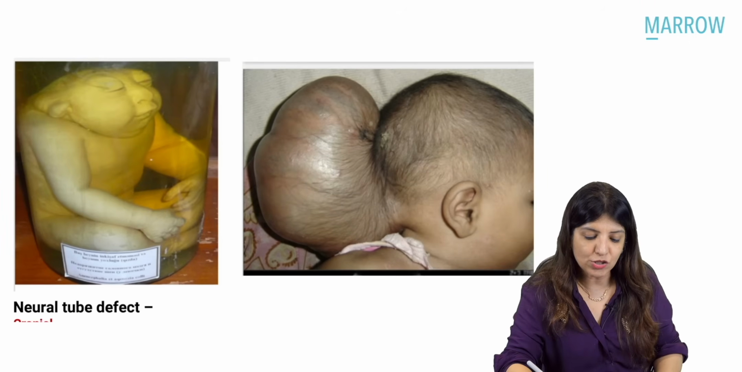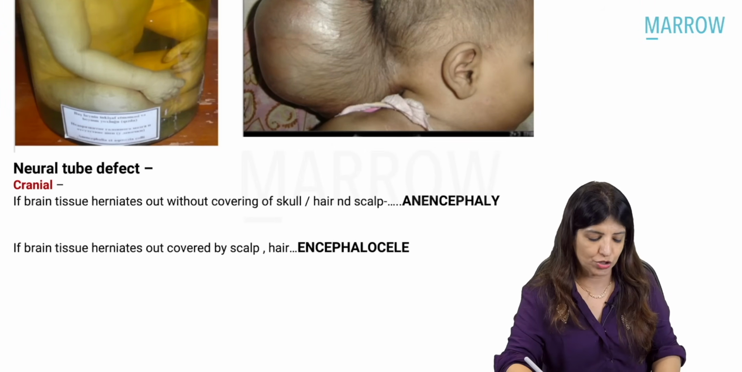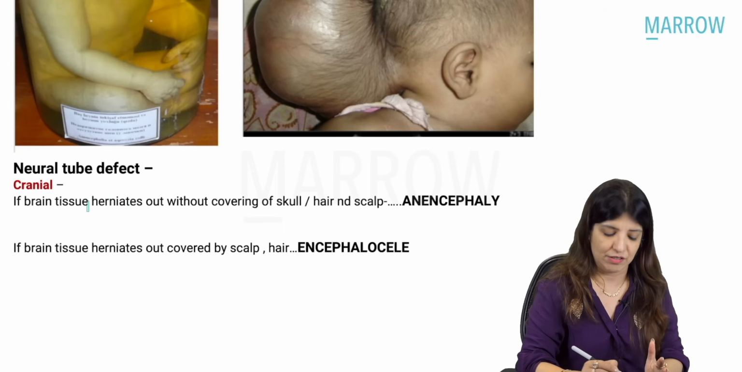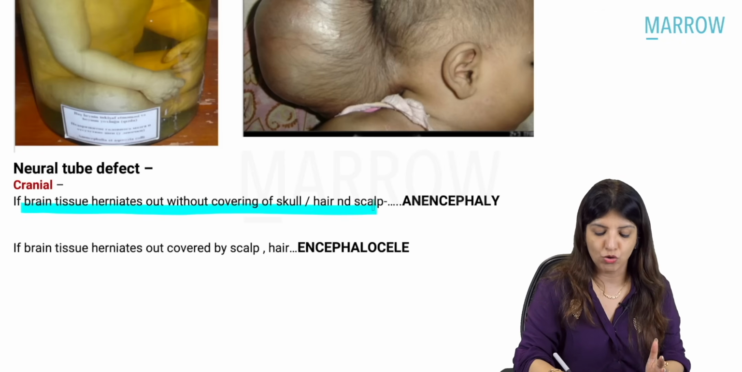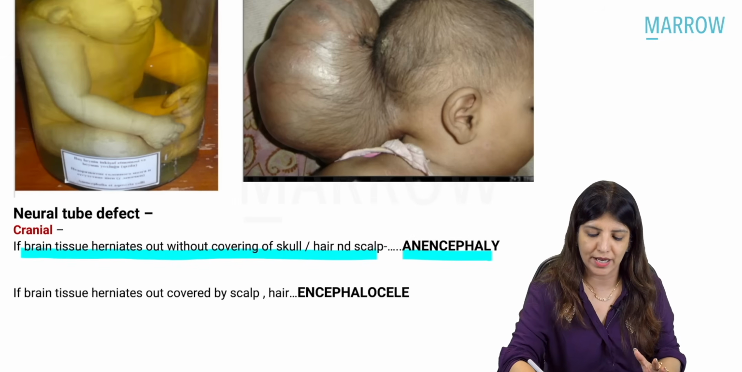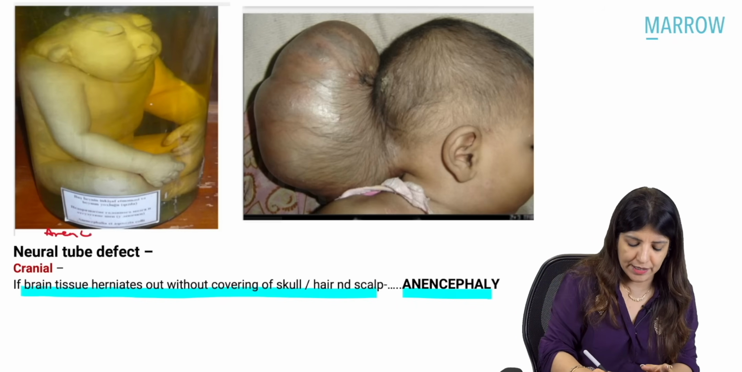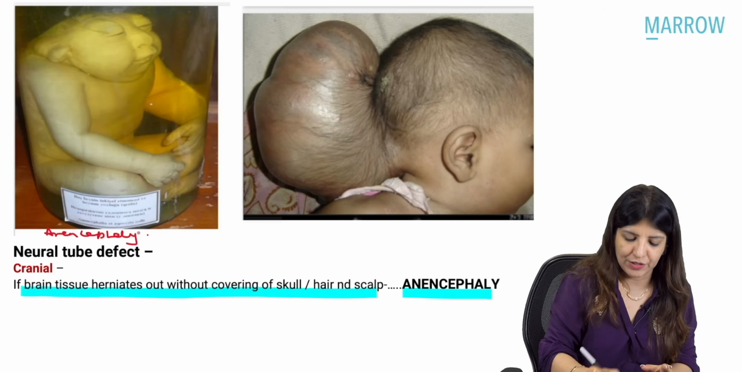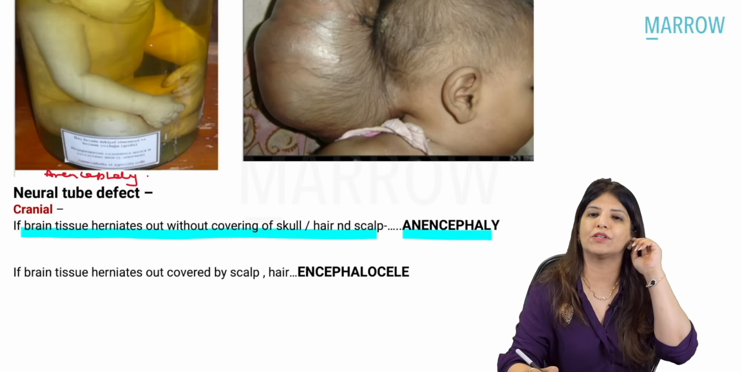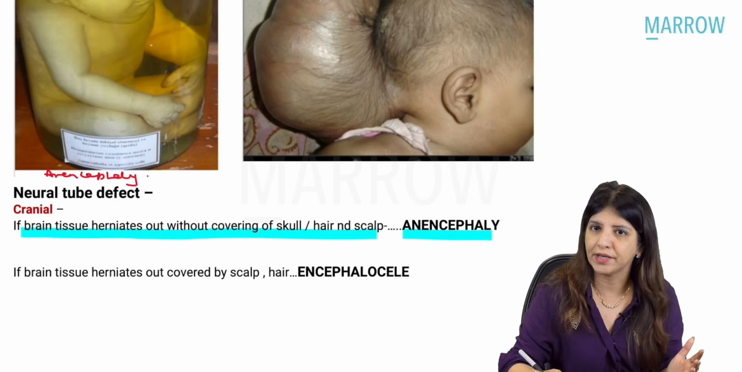Then, the next very important set of images are related to neural tube defects. Now, in neural tube defects, we have the cranial defects and the caudal defects. In cranial defects, if the brain tissue herniates out without any covering of skull, hair and scalp, then that is what is called anencephaly. So this over here is a specimen of anencephaly, right? And why does anencephaly happen? This is because the cranial neuropore fails to close, right? So brain tissue is going to herniate out.